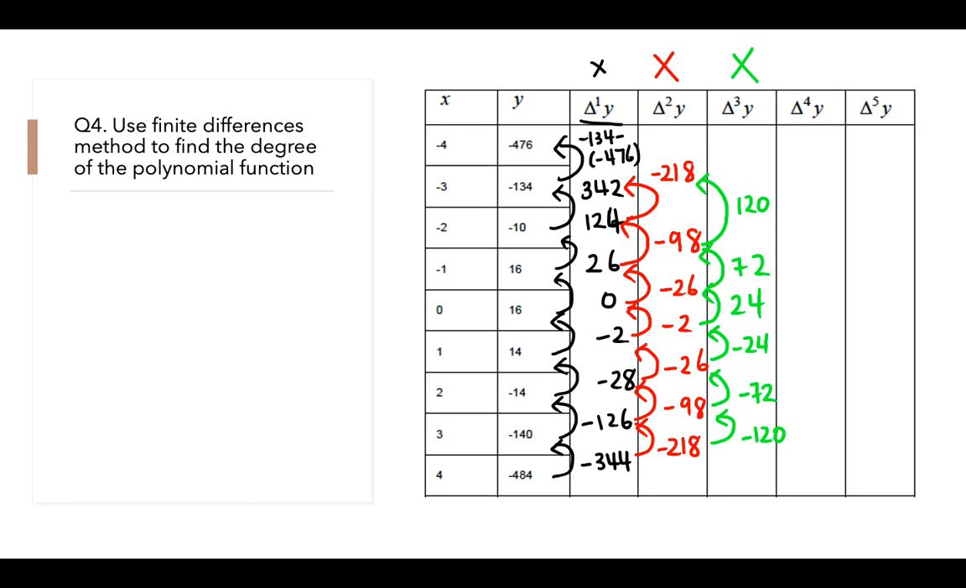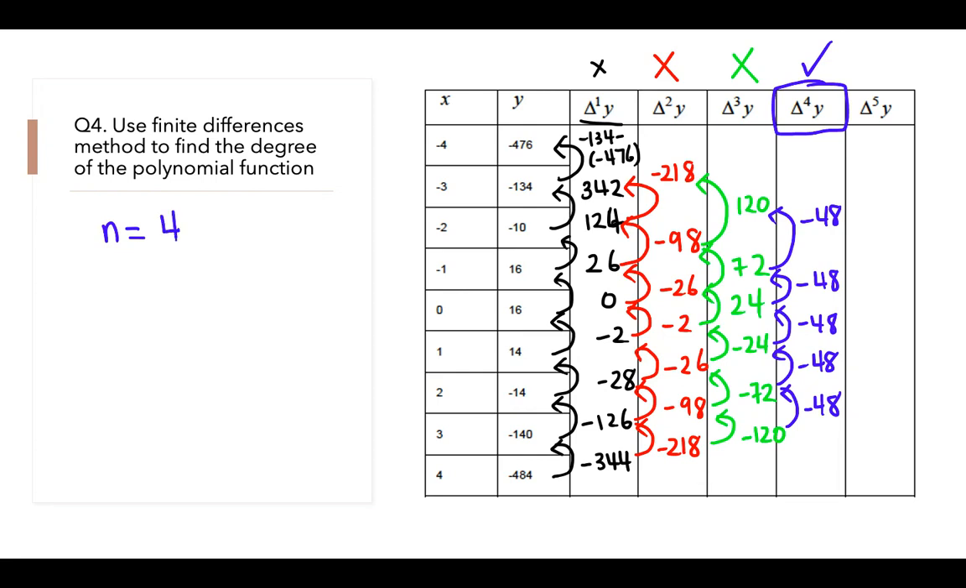Let's go on to the fourth difference. 72 minus 120 gives me negative 48. 24 minus 72, negative 48. If you kept going, you would notice you get the same differences. Once you know that it's exactly the same difference, we can conclude that it's going to be a quartic function. So the degree of this given table of values is a quartic function.